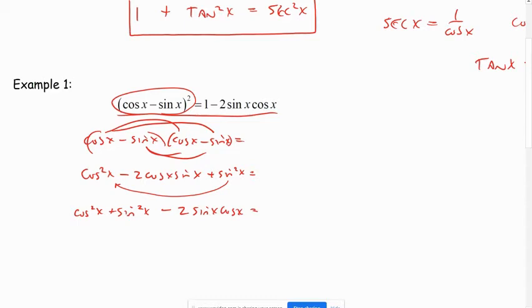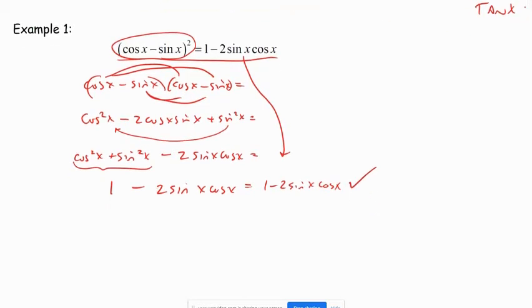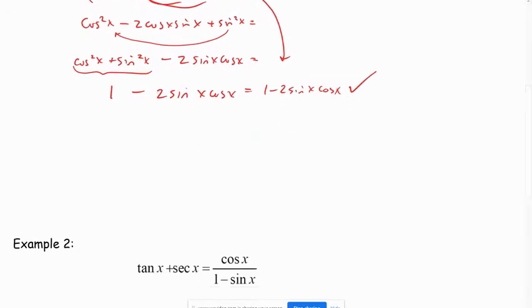And there's our Pythagorean identity. Cosine squared plus sine squared is equal to 1. So we have 1 minus 2 sine x cosine x. And that now matches the right side, proving that the left side is equal to the right side. Okay, so let's take a look at another one.